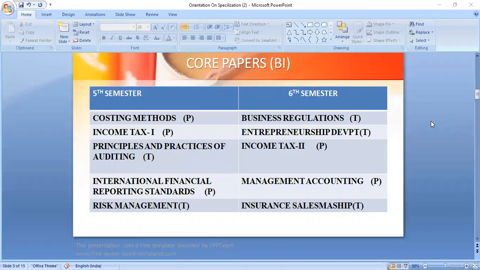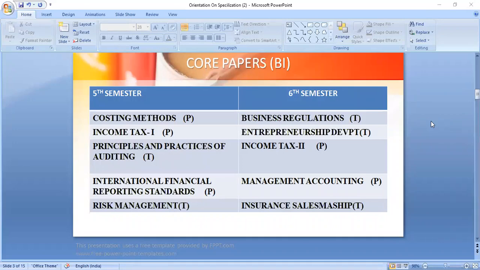Again, I repeat, what is mentioned as T are theory papers. What is mentioned as P is practical papers. Basically, they are numericals. Similarly, if you look at the 6th semester, you have insurance salesmanship. Sales as such sounds very simple and easy to do, but it is one of the toughest careers that one can actually crack and make it up. But if you are good at sales, if you have the confidence and communication to convey and convince your prospective customer, you will make the best in the industry in terms of remuneration and all the fringe benefits that come along with salesmanship.